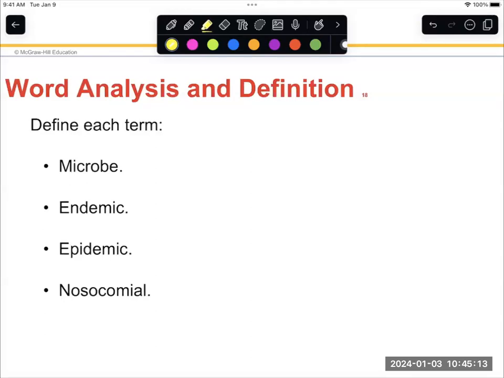Nosocomial means it's acquired in the hospital. Those of you who want to work in the hospital, insurance will not pay for those, which is why it's so important to make sure you don't pass what you're treating with one patient on to the next.